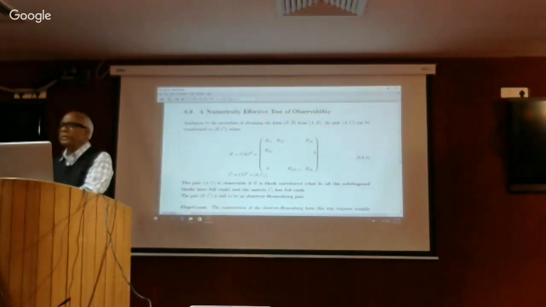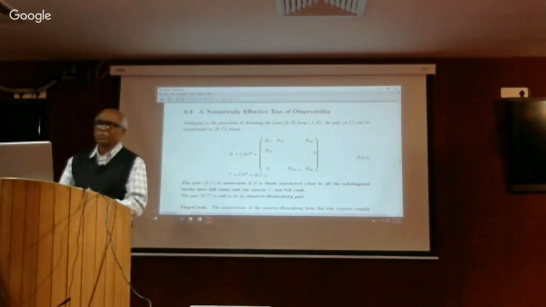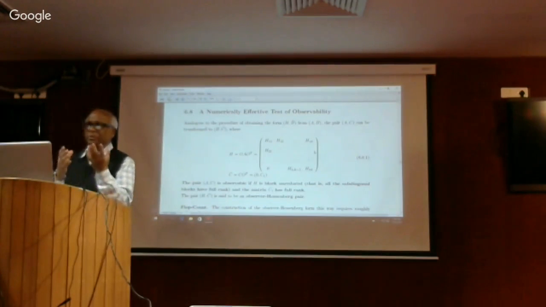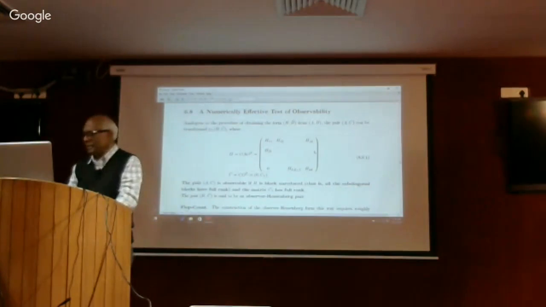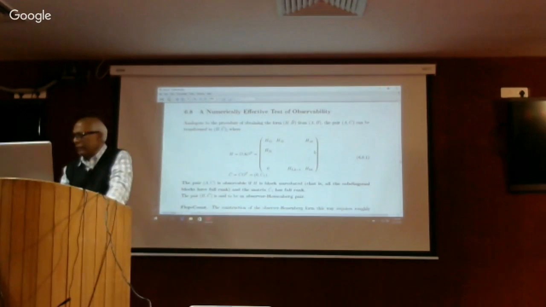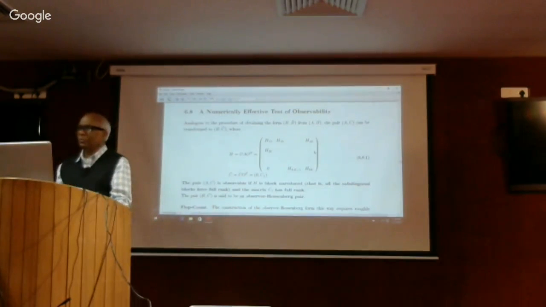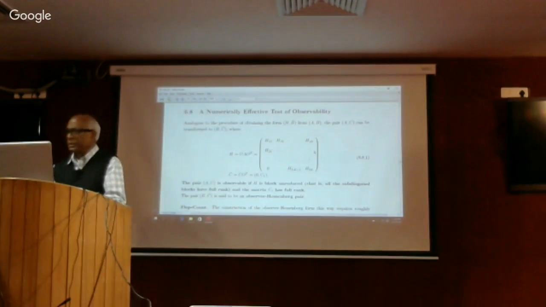So observability is a dual concept of controllability, right? You know when a system is observable. The system is observable if the initial state x0 can be uniquely determined in finite time from the knowledge of the input and the output in a given range of time. So actually observability is determined by the pair A, C. The input matrix B doesn't have a role here, okay?